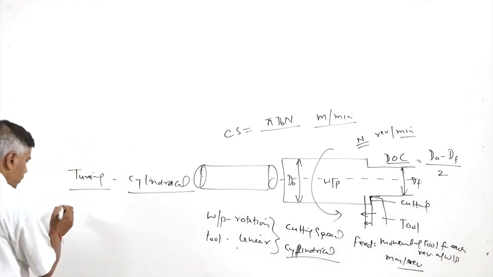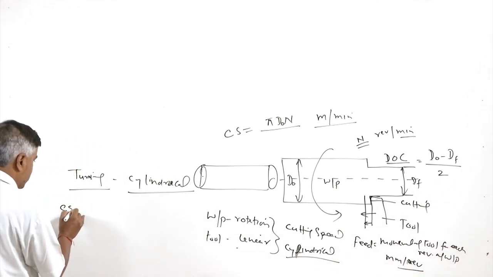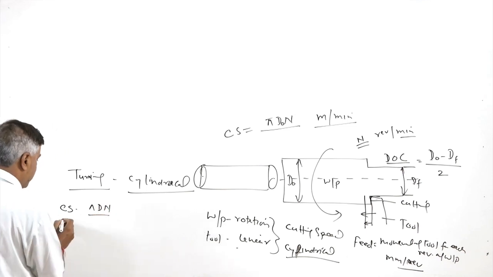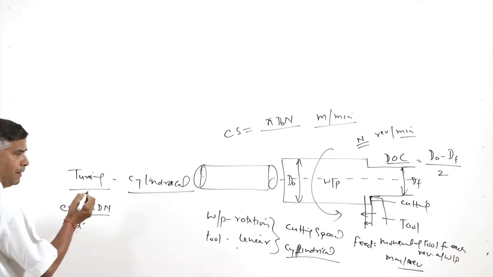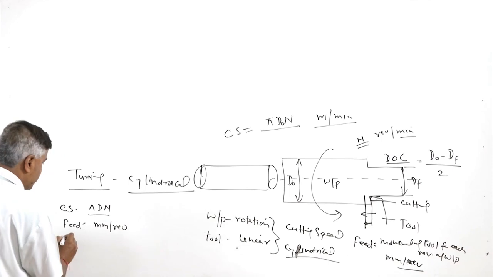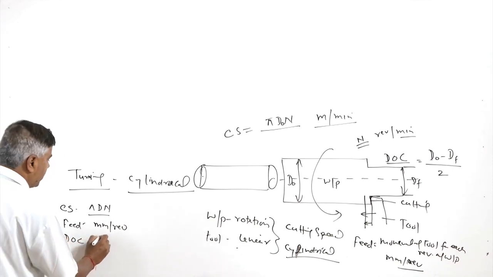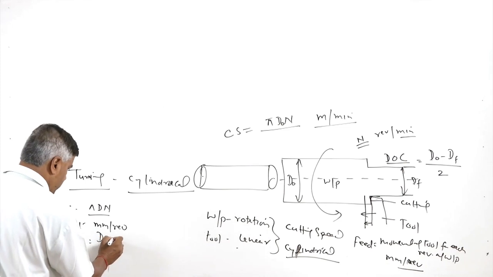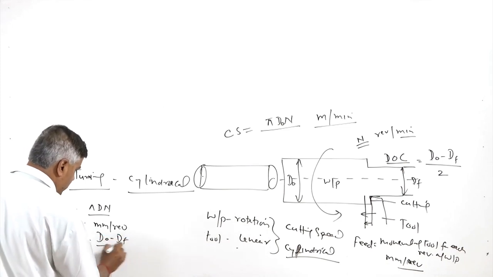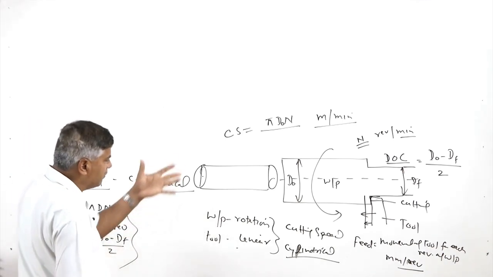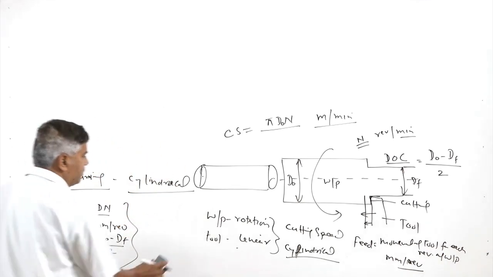So, now we have the 3 parameters: cutting speed, which is given by pi dn, and the feed, which is basically the linear movement of the tool for each revolution of the workpiece, and then the depth of cut, which is basically the change in diameter divided by 2, so d naught minus df divided by 2. This is how the cutting speed, feed and depth of cut for turning can be achieved.